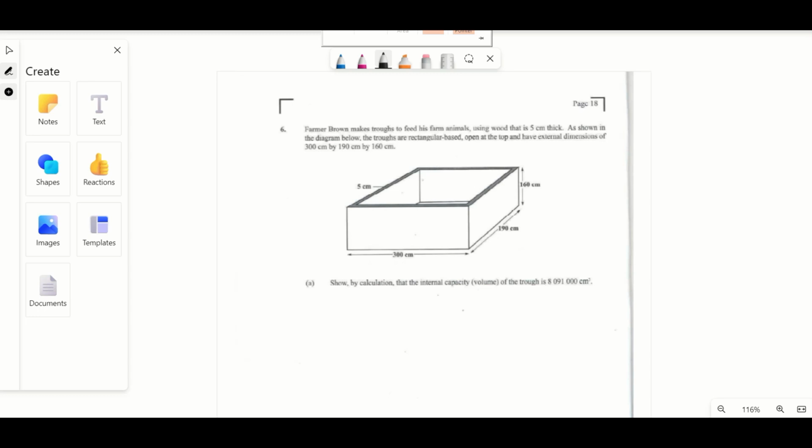Hi, good day all. Today we'll be doing May, June 2021, number 6. Now let's read this question one time.